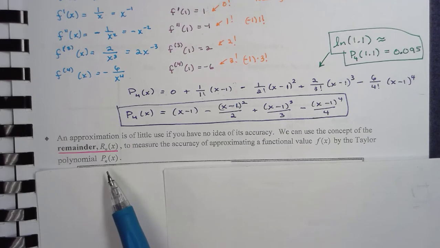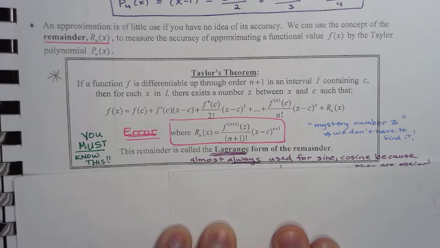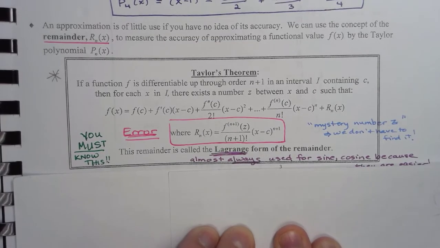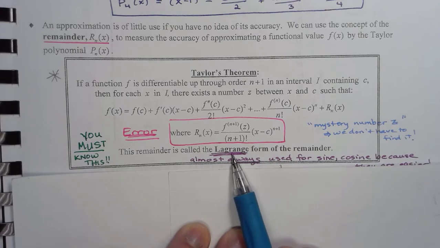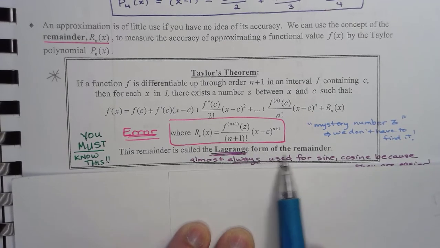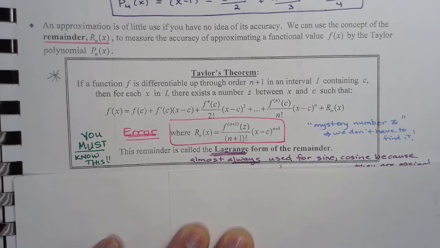So let's remember, if we're approximating a value of a function, then there must be actually a remainder. And that brings us to something called Taylor's theorem, also known as the Lagrange error theorem, Lagrange form of the remainder. You have to know this, very important.